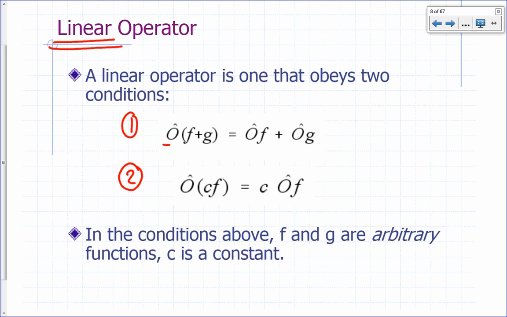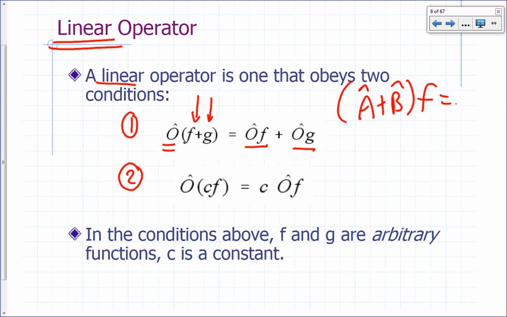If I apply operator O on a sum of two functions, f and g, then if it is a linear operator, that should be equal to applying O on f and then applying O on g and just taking the sum. Now, don't confuse this with A plus B operating on f, which is AF plus BG.